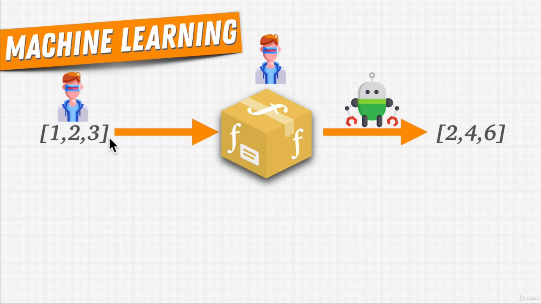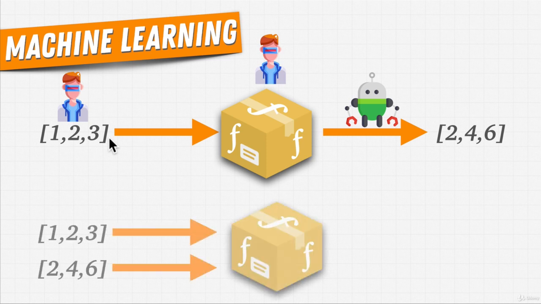Machine learning changes this idea. It says, hey, give me the input and give me what you want the output to be. That is, give me all the data that you have. And by the way, tell me what the answer is, or at least what the output that you want. So in this case, I want the input to be a list of 1, 2, and 3, and the output to be a list of 2, 4, and 6.